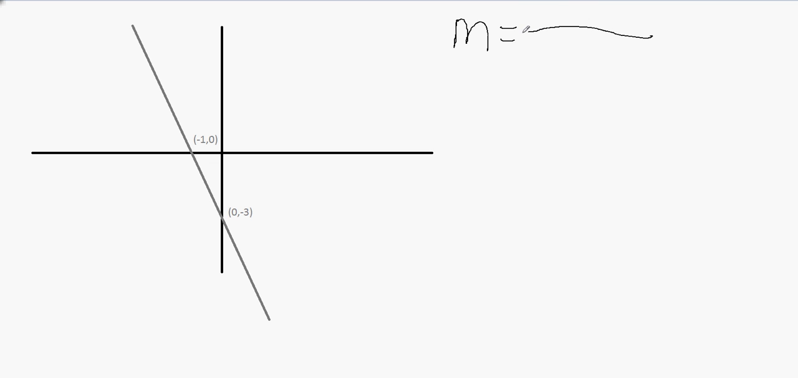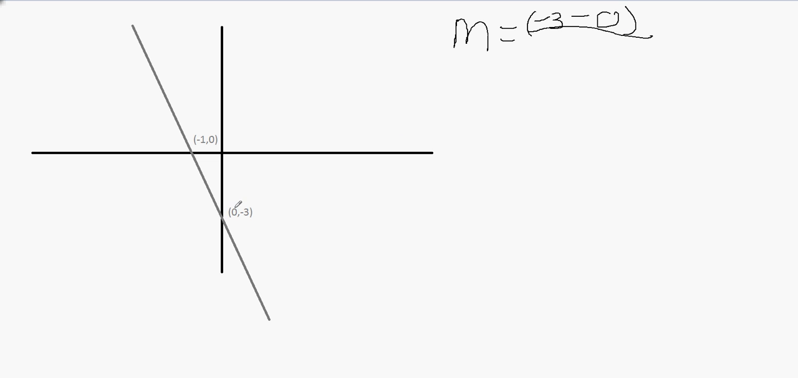Slope is change in y over change in x. Well, how much does y change? Well, at the later point here, it's -3, and at the first point, y is 0. Okay, so there's my change in y.